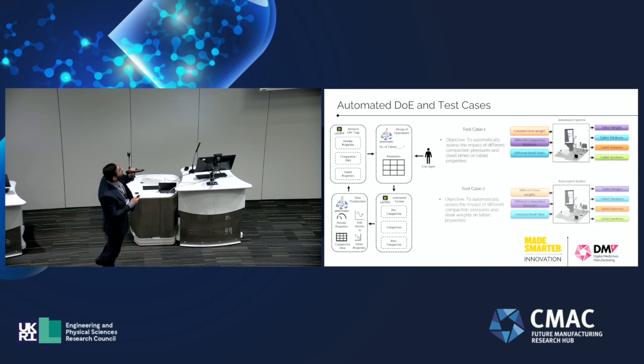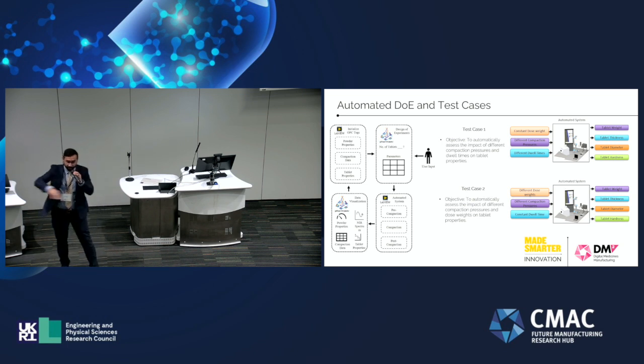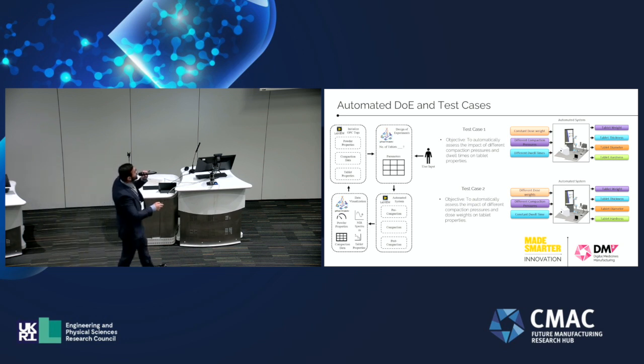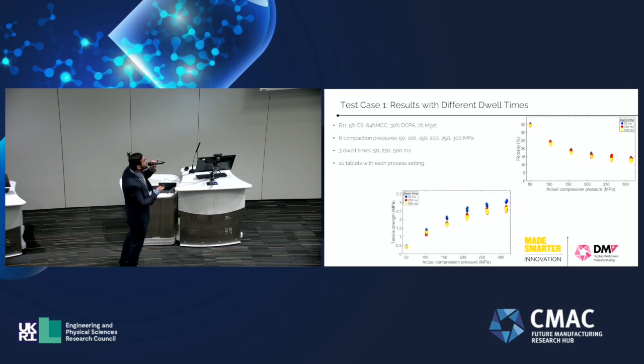In this case, we have run this system in two different test cases. Test case one is in which we are interested to run the experiments over a range of different pressure points and different dwell times. And test case 2 is in which we want to use different dose weights over a range of different pressure points. So here are some of the results.